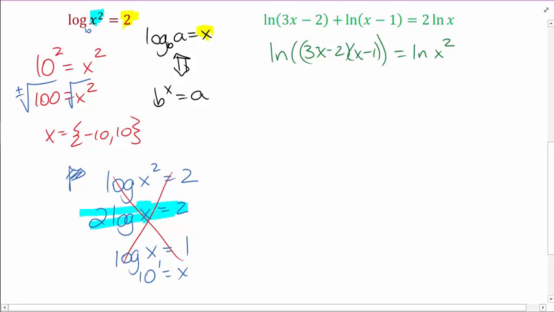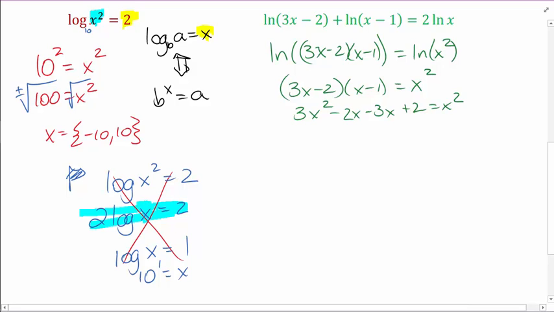Because we have the natural log of both sides, we could set their arguments equivalent to each other. 3x minus 2, that quantity, times x minus 1 would need to equal x squared. Here I could FOIL: 3x squared minus 2x minus 3x plus 2 equals x squared. One side should be equivalent to 0. 2x squared minus 5x plus 2 equals 0.